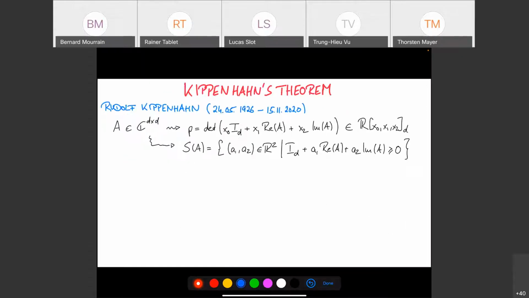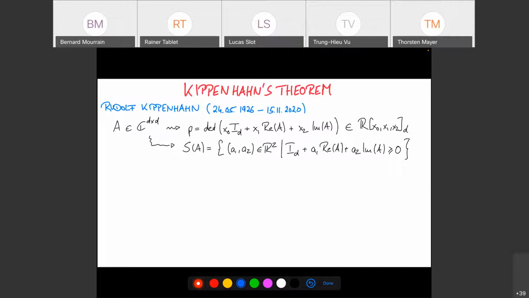So let's move on to Kippenhahn's theorem that appeared in the title. This is named after Rudolf Kippenhahn. I put his dates here because he recently died, about 2 weeks ago. He got his PhD in Erlangen in math, actually, with Specht, whom some people know from Specht modules, for example. But he then moved on to become a physicist. He was at the Max Planck Institute for Astrophysics. But this topic here was essentially his math PhD.